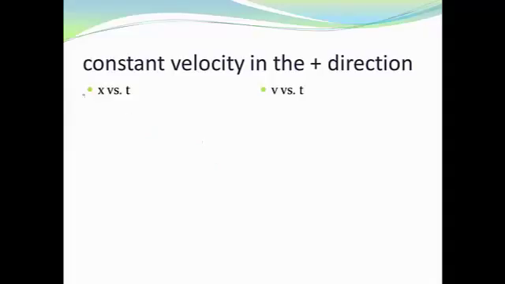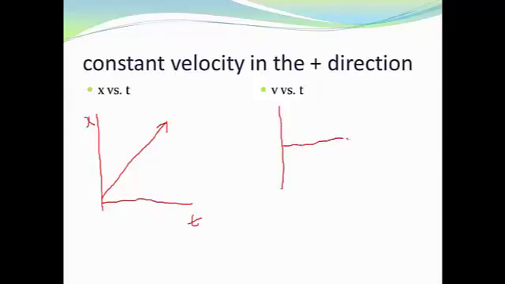Constant velocity in the positive direction. In this case, we've got our position versus time. The constant velocity in the positive direction would look something like this. For v versus t, since it's a constant velocity, it's staying the same and it's positive, so whatever the value is, it'll be a straight horizontal line at that value.